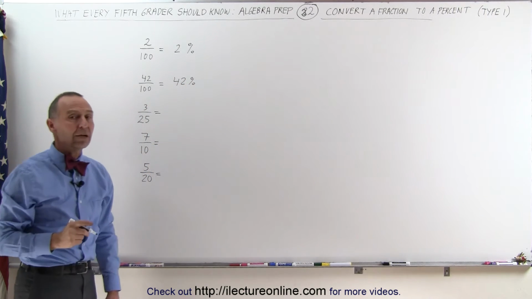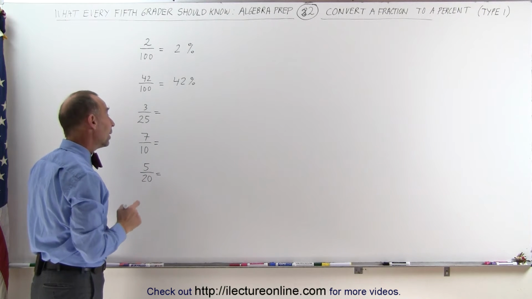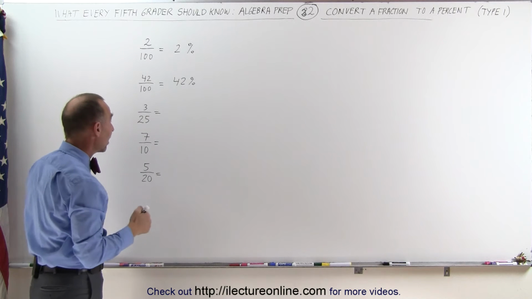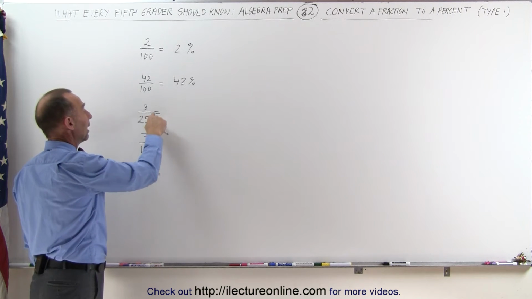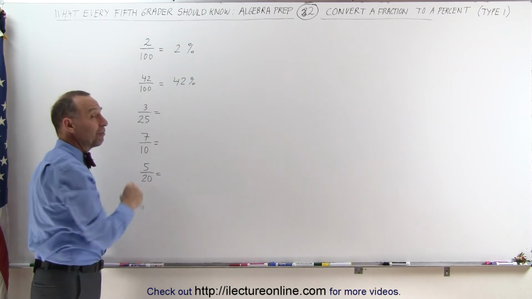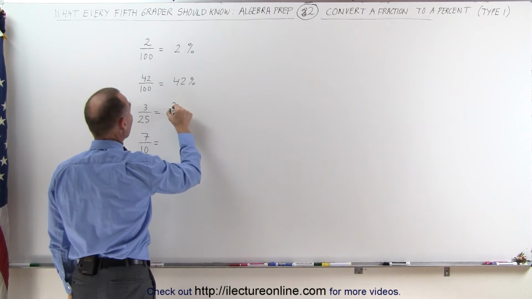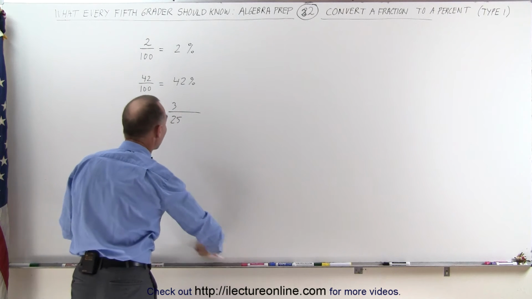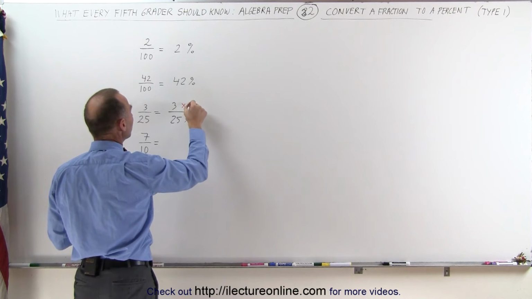But what if the denominator is not 100, like 3 divided by 25? Well, I can see that 25 fits easily into 100 4 times, which means if I multiply the denominator times 4 and the numerator times 4, I now have a fraction that has 100 in the denominator. What I do then is I take 3 over 25. I'm going to multiply the denominator by 4. And of course, I must do the same to the numerator.